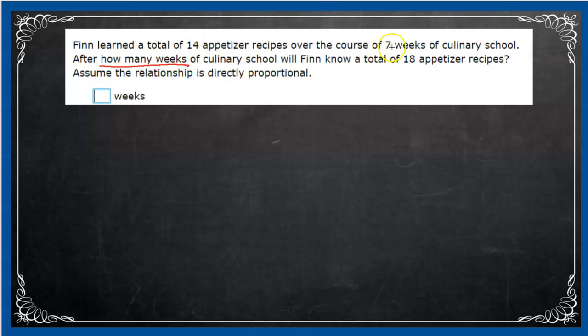Okay, how many weeks in 7 weeks? I'm going to do that in this reddish orange color. And then the appetizers I'm going to do in blue. So I want to do appetizers over weeks. And it doesn't matter which way you do this. You can do weeks over appetizers. You just got to keep it straight when you write your proportion. So writing the proportion is like half the battle on these. So let's talk about what are our numerators. We have 14 and we have 18.